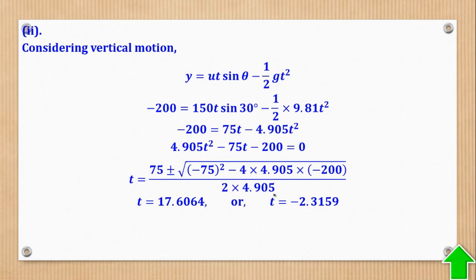So there are two values of t, but one, the negative one, is not needed. So t cannot be negative in this case. Therefore, t is 17.6064 seconds.